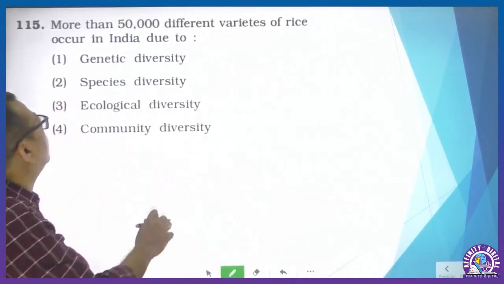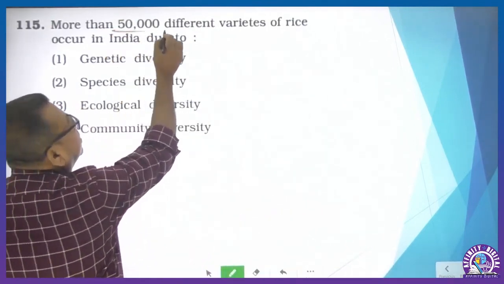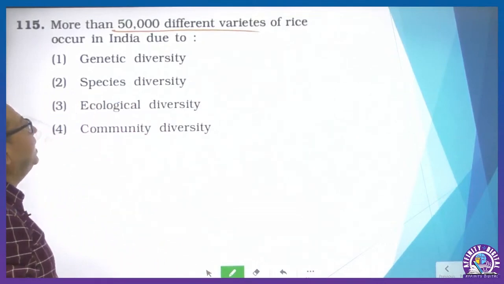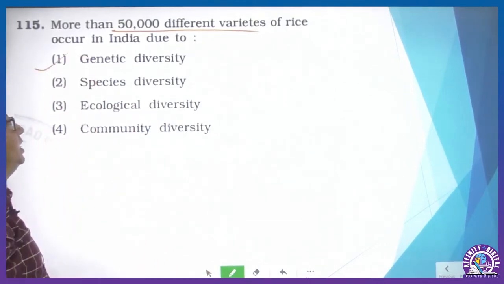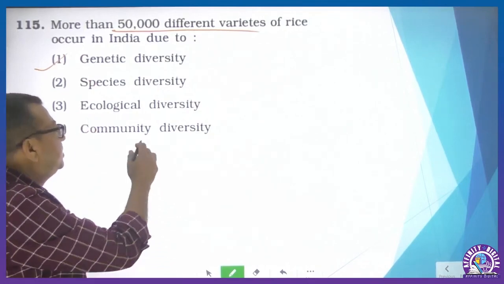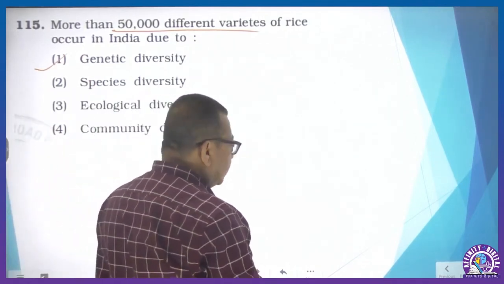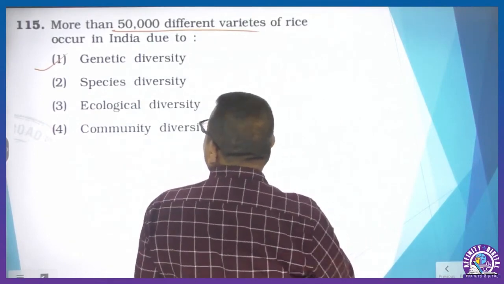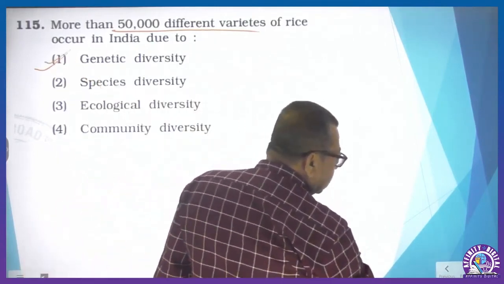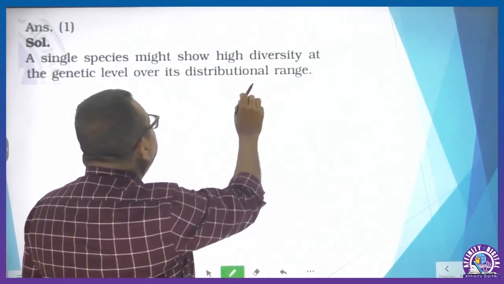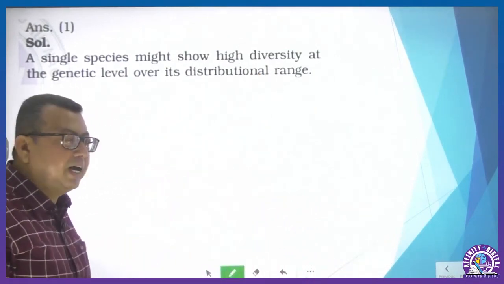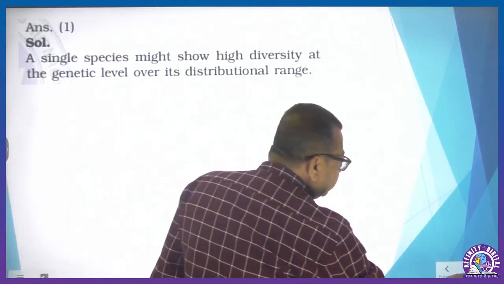Then next question. More than 50,000 different varieties of rice occur in India due to, what will be the answer? This is easy, genetic diversity. It will not be species diversity, and the rest are community diversity and ecological diversity. So the answer will be option number 1. A single species might show a high degree of diversity at the genetic level over its distributional range.